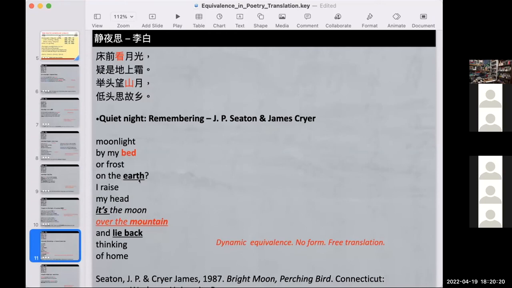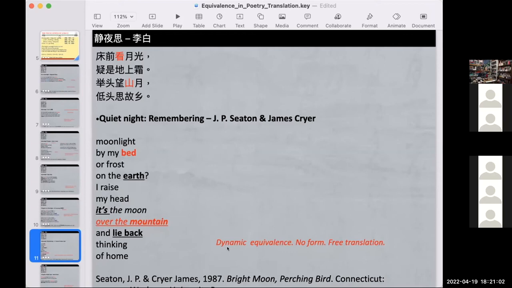Of course, when you read it, you have to connect the lines together. But this is how he would like to put it, to make it at least look like a poem. Moonlight by my bed, and "by" and "bed" also form alliteration, or frost on the earth. I raise my head, it's the moon over the mountain, and lie back thinking of home. He gives himself more liberty, at least in terms of form. So this is dynamic, since he preferred to render it in this way.